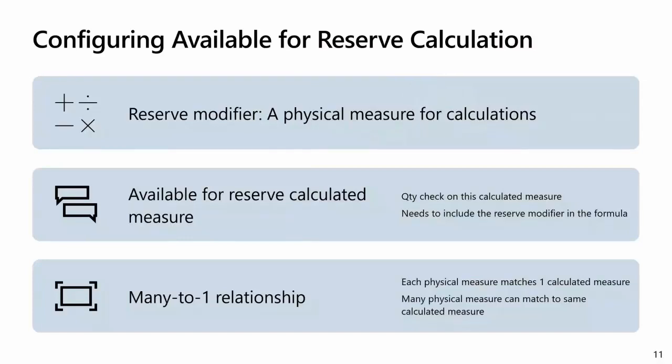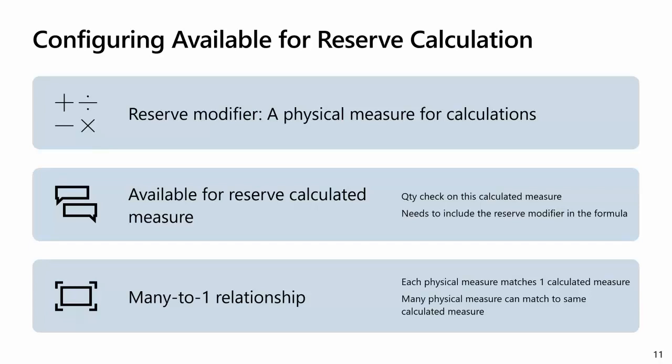There are two important concepts or measures for a soft reservation configuration. Firstly, we have the reserve modifier. It is a physical measure logging the quantities being reserved. For a soft reserve request coming into Inventory Visibility service, we would update the quantities on the specified physical measure directly.